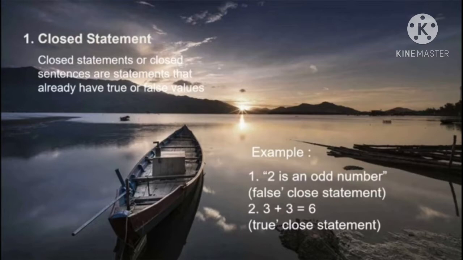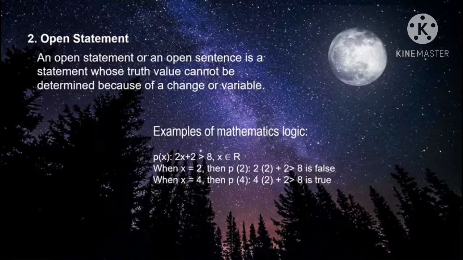For example, 2 is an odd number. It's a false closed sentence. Why? Because the correct sentence is 2 is an even number. And example number 2, 3 plus 3 equals 6 is a true closed statement.